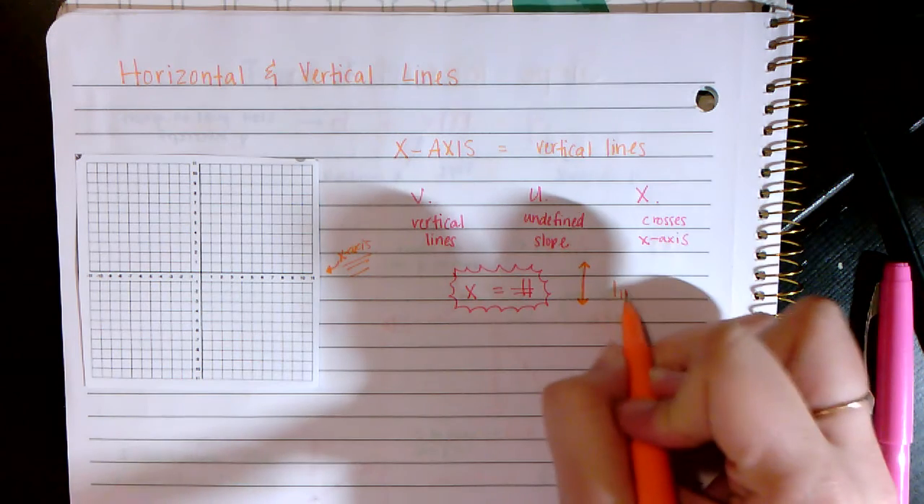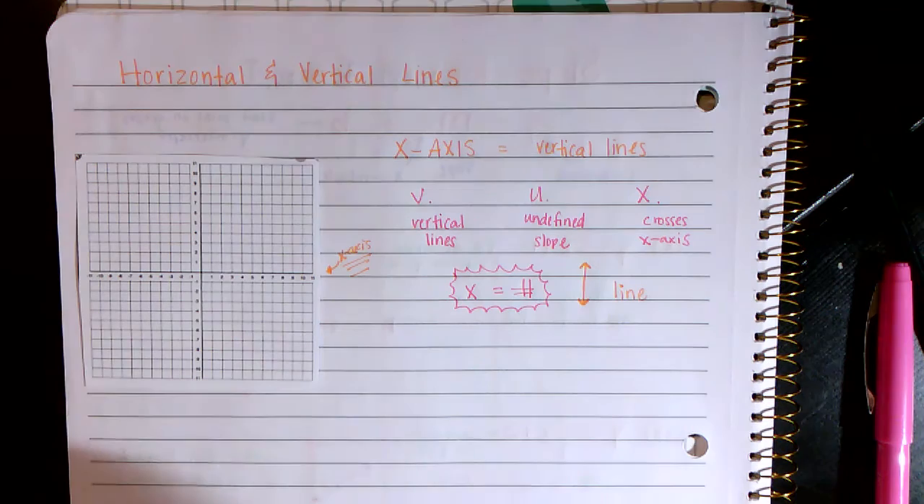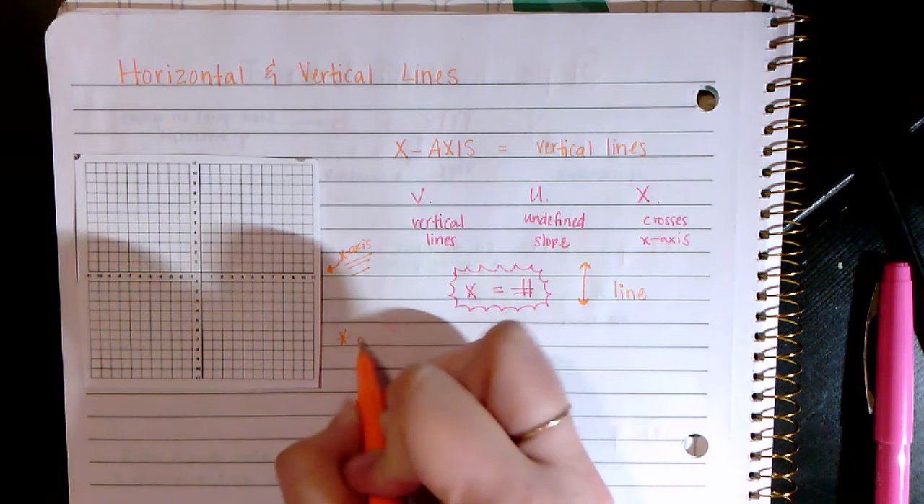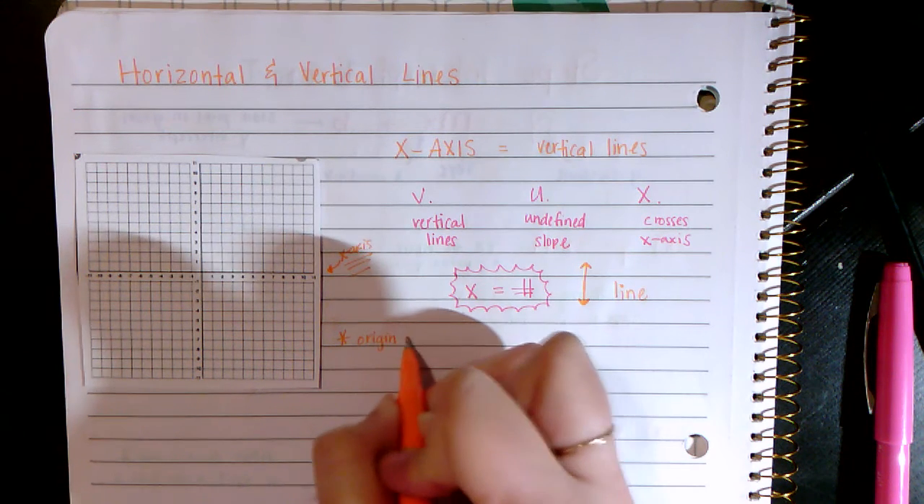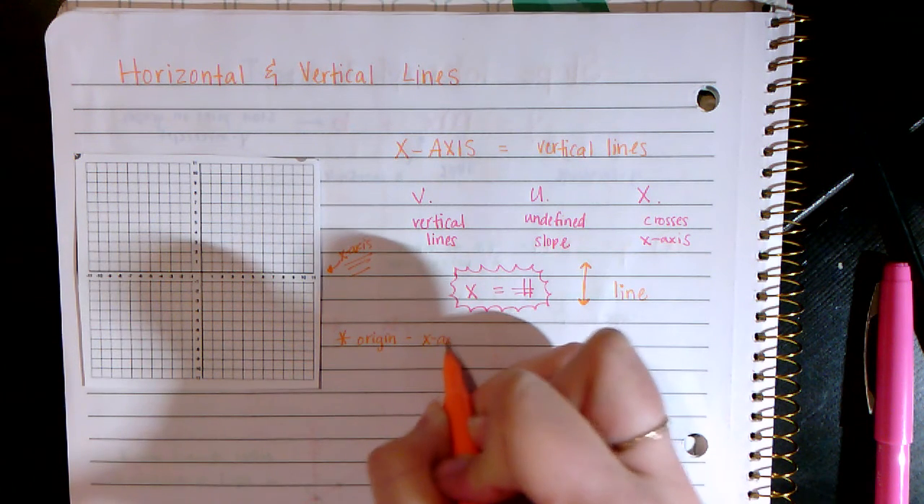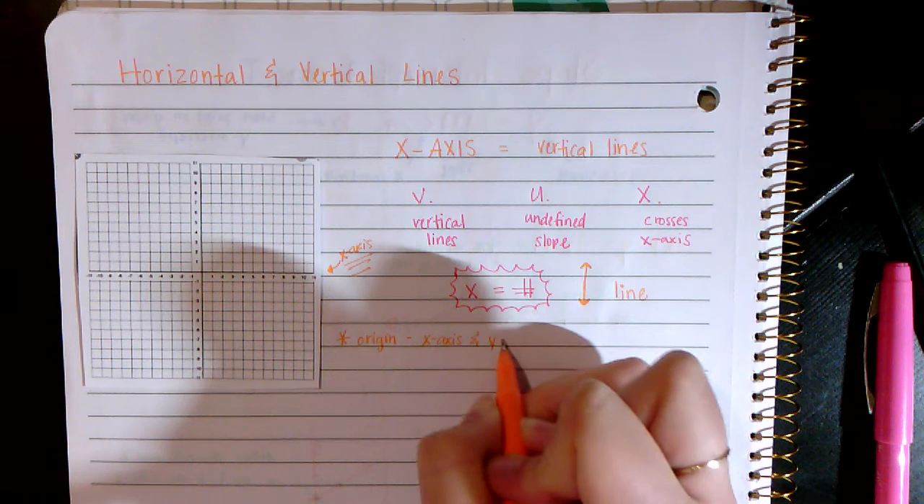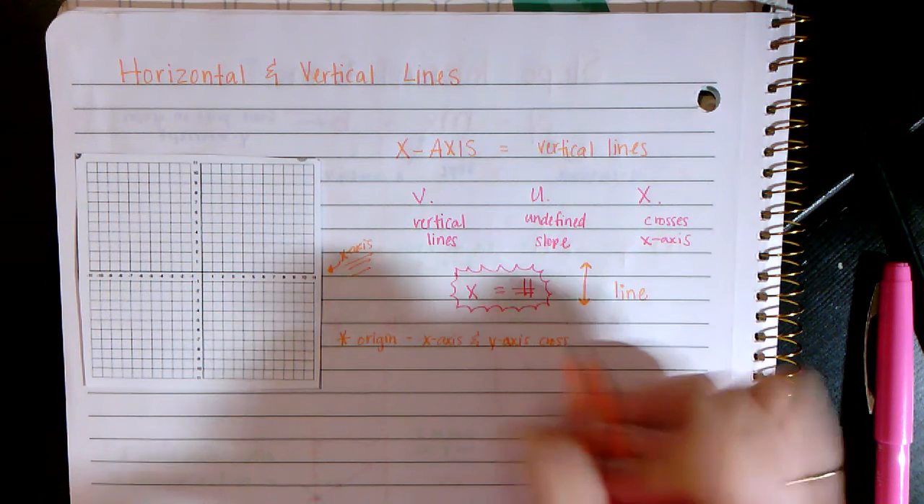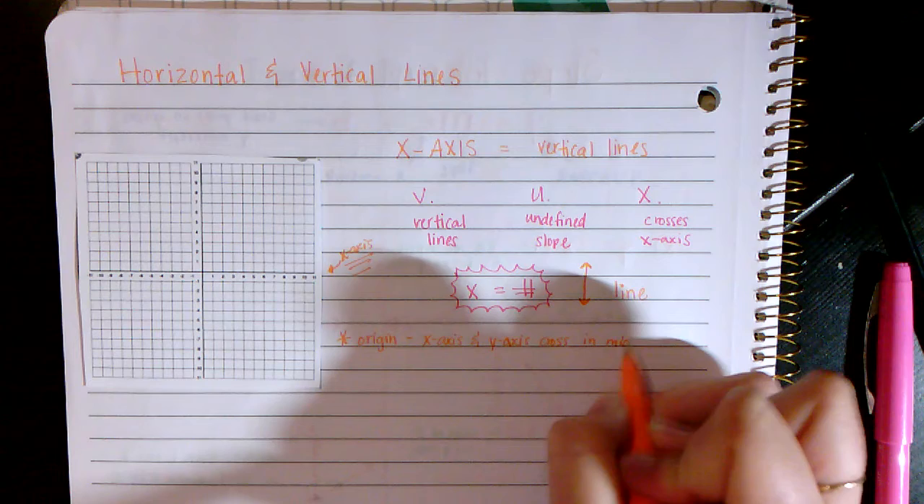So that will be a line. It will be a straight line. And then, of course, let me just note right here, the origin, in case you happen to forget, it's where the x-axis and y-axis cross in the middle.